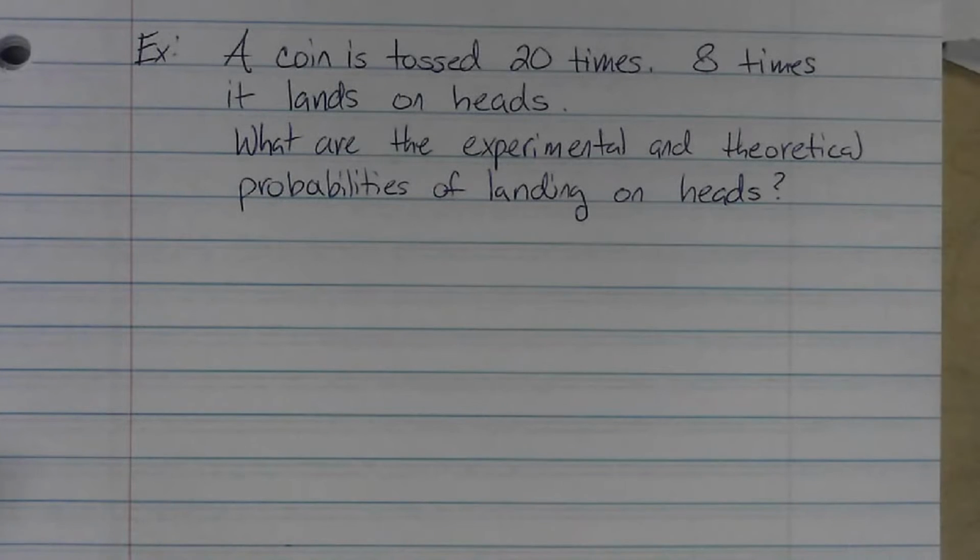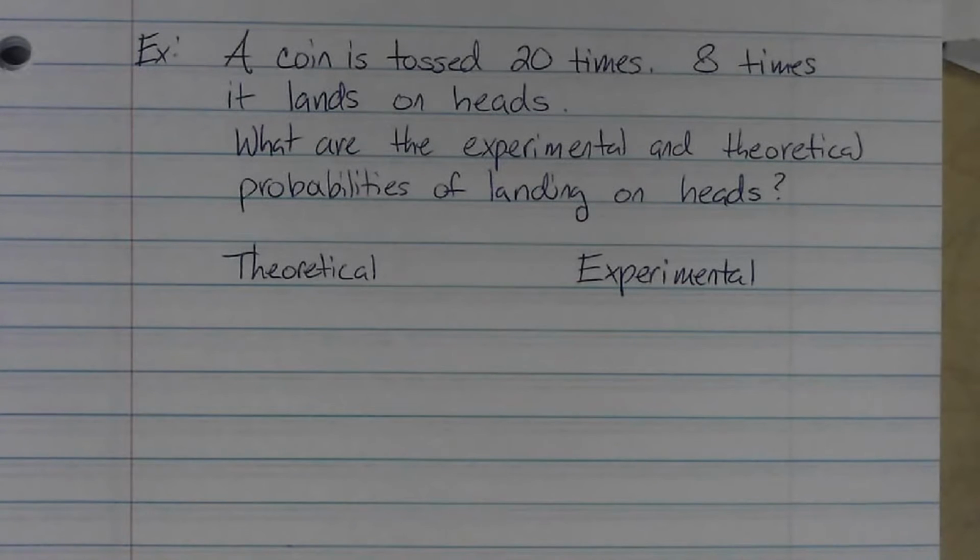Okay, so a coin is tossed 20 times. 8 of those times it lands on heads. What are the experimental and theoretical probabilities of landing on heads? Most of these questions you'll see will be word problems just like this. Sometimes they'll have charts, sometimes they won't. So, let's write down our probabilities.